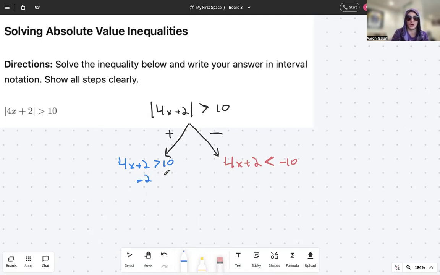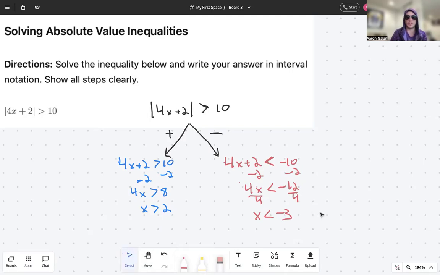So we're going to solve. Subtract 2 from both sides. You have 4x is greater than 8, so x is greater than 2. And then we're going to solve the negative equation: minus 2, minus 2. 4x is less than negative 12. We'll divide by 4 again, and we'll see x is less than negative 3.